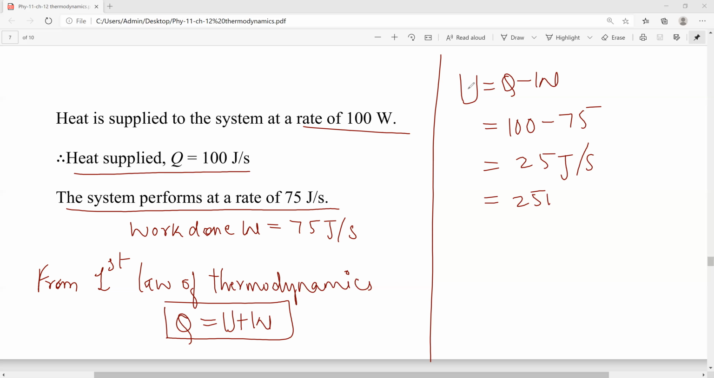This is nothing but the work done, we take. So therefore, the internal energy of the given electrical heater increases at the rate of 25 watt. So this is the solution for 12.8. This is very easy, just by using the first law of thermodynamics, we are calculating the internal energy.